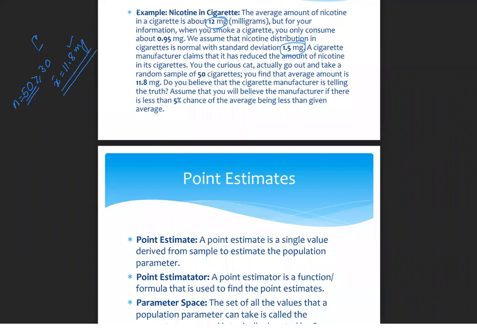Again, in layman's terms, somebody is claiming that they did something, which is the cigarette manufacturer reducing the nicotine, and you want to test it. You want to find out, did they really do it? If you didn't know statistics, what would you do? On average there is 12 milligrams of nicotine in a cigarette, and you go out and survey, and you find 11.8 milligrams. Based on this, does your common sense tell you they reduced it enough? That's basically what it boils down to.